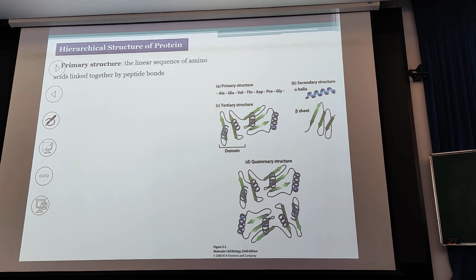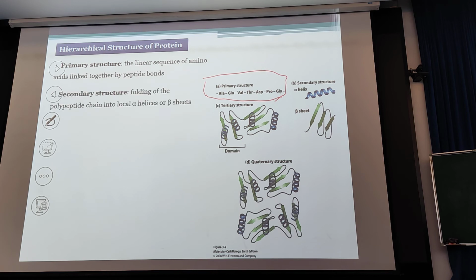And how many levels of protein structure do we have? How many levels? It has 4. Yes, we have 4 levels. The first level is primary structure. Primary structure is just a chain of amino acids. That is the primary level structure.